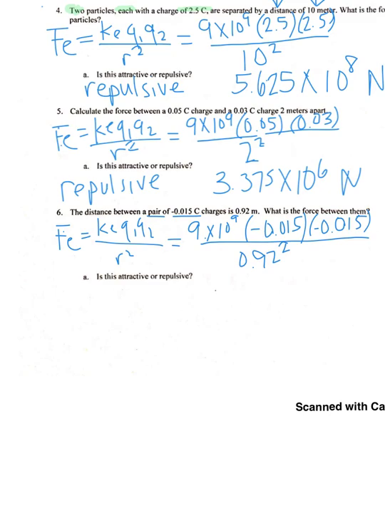My answer on the calculator is 2.39 times 10 to the 6th. Again, this is going to be a force, and it's in newtons. Forces are always in newtons. And is it attractive or repulsive? Okay, so this time we have two negative charges. So again, they're still like charges even though they're both negative, so it is going to be a repulsive charge.